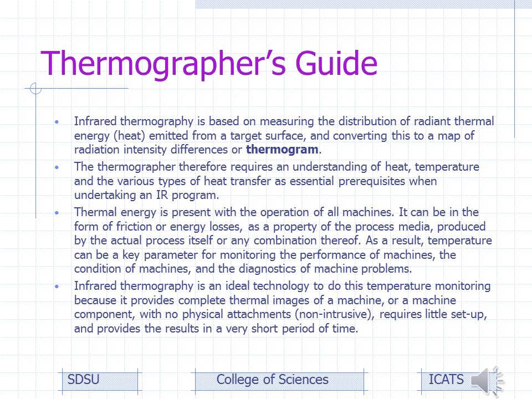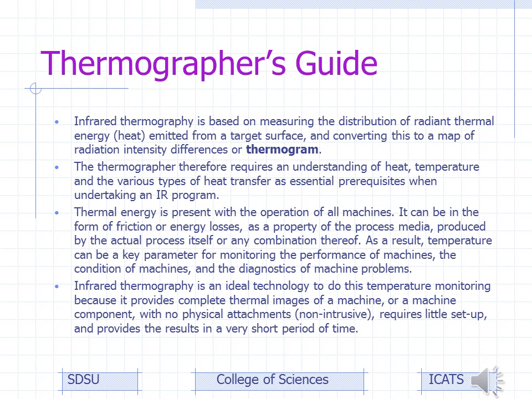Thermal energy is present with the operation of all machines. It can be in the form of friction or energy loss, as a property of the process media, produced by the actual process itself, or any combination thereof. As a result, temperature can be a key parameter for monitoring the performance of machines and the condition of machines and the diagnostics of machine problems. A newer word is prognostics. That's up and coming, being able to tell how long the machine's going to last in the future from its current condition. So it's a little bit different from other forms of maintenance ideas that have been kicked around. Anyways, back to the text.